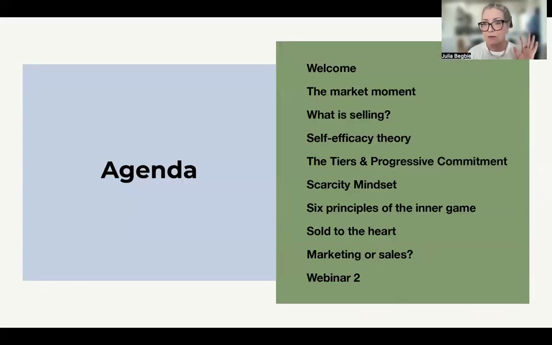So the agenda for today: a quick welcome, and then we're thinking about the market at the moment.